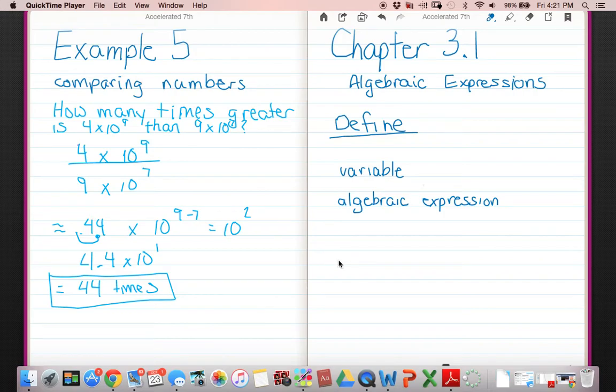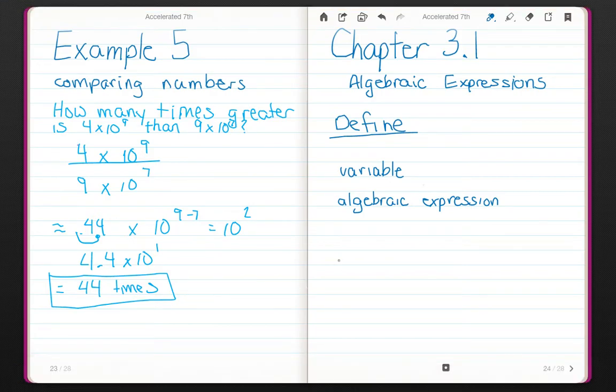Chapter 3, Lesson 1, Evaluating and Writing Algebraic Expressions. So today we're going to be starting a chapter working with algebraic expressions. Algebra is simply math with variables, or math with letters.